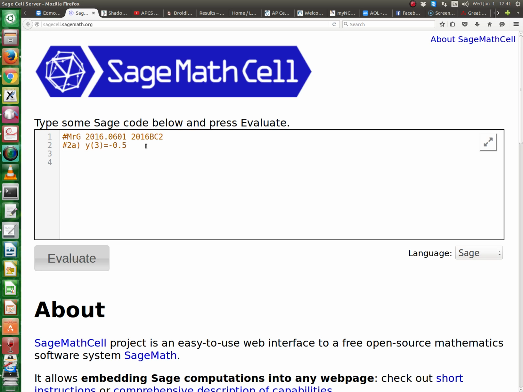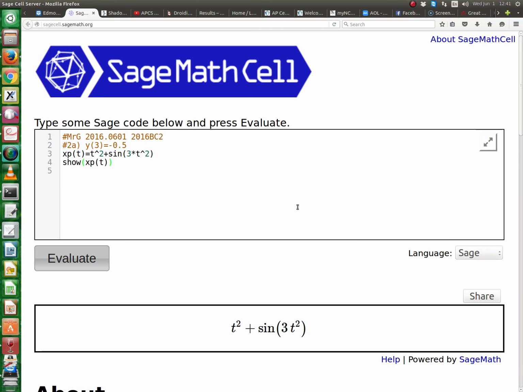A lot of these questions are going to use x prime. So instead of writing it over and over again, let me just type it out. X prime of t, just to give it a name, because it's not x of t, is given as t squared plus sine of 3t squared. Remember, the multiplication is not implicit in Sage, okay? And just for fun, let's show x prime of t. Make sure we typed in everything correctly, and we're good.